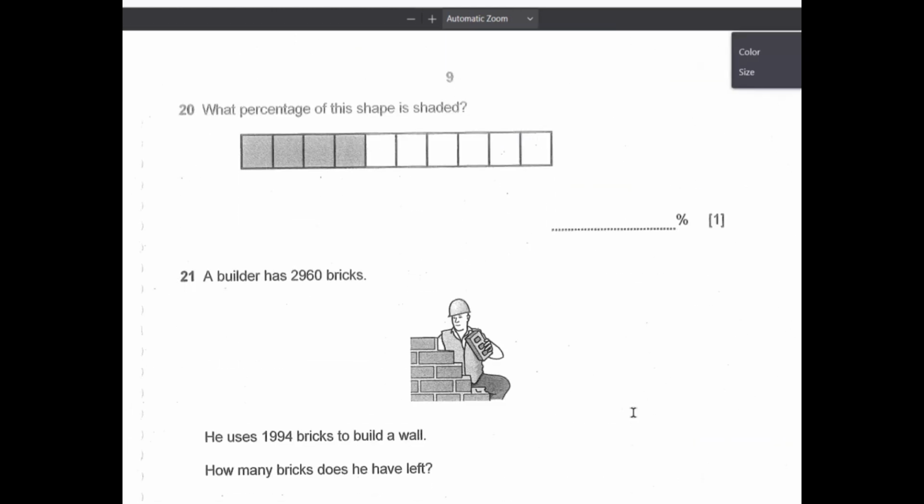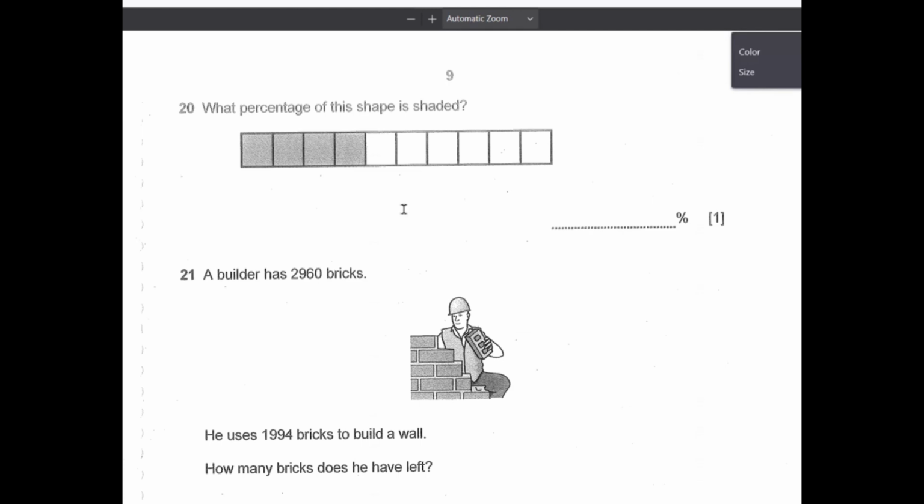Question number 20. What percentage of the shape is shaded? Step number 1, count all the parts. 1, 2, 3, 4, 5, 6, 7, 8, 9, 10. There are 10 parts. And 4 out of 10. Now you can change it to a percentage. How do you change a fraction to a percentage? The denominator must be 100, so you multiply by 10 up and down, you make it 40 over 100. And then your answer will be 40%.